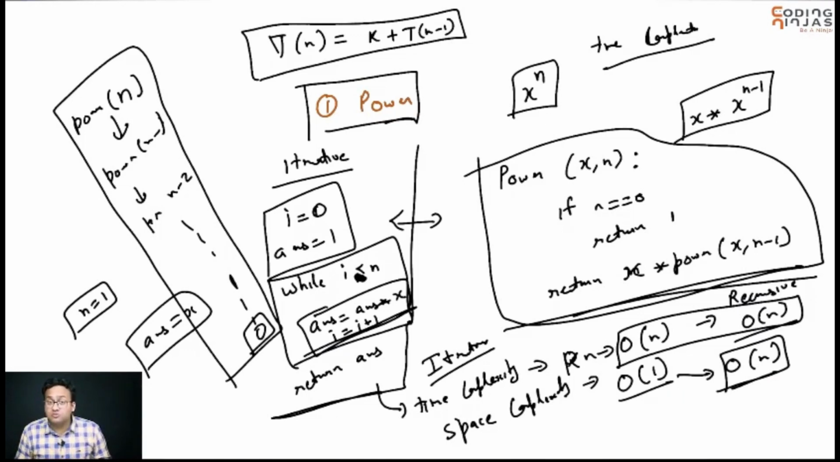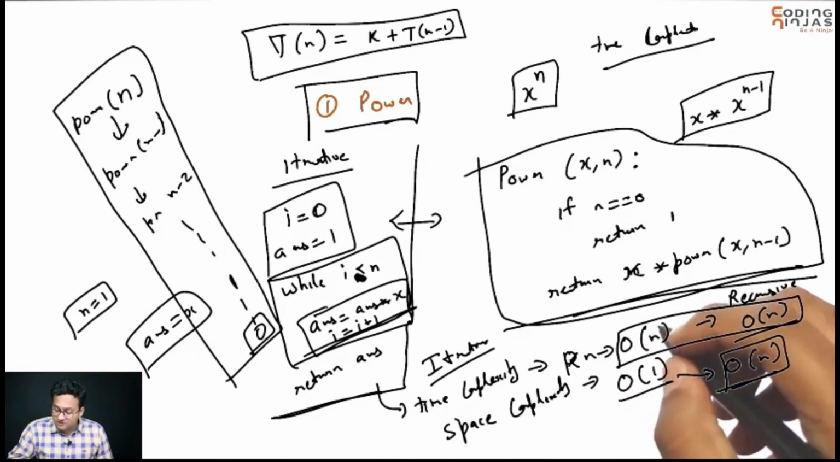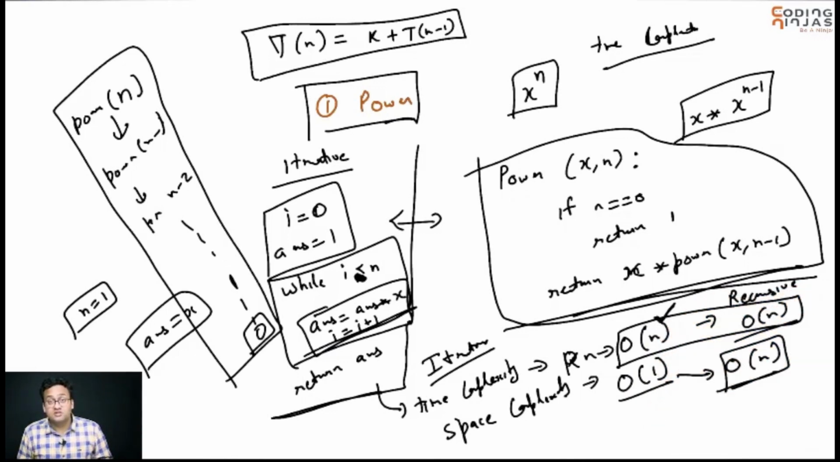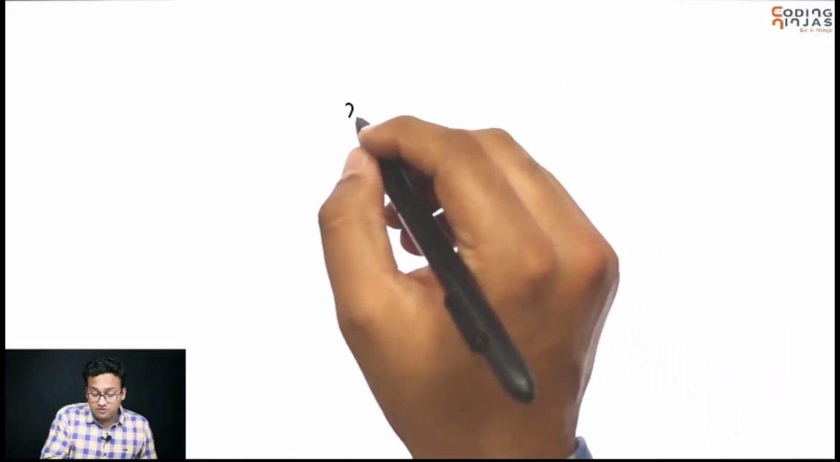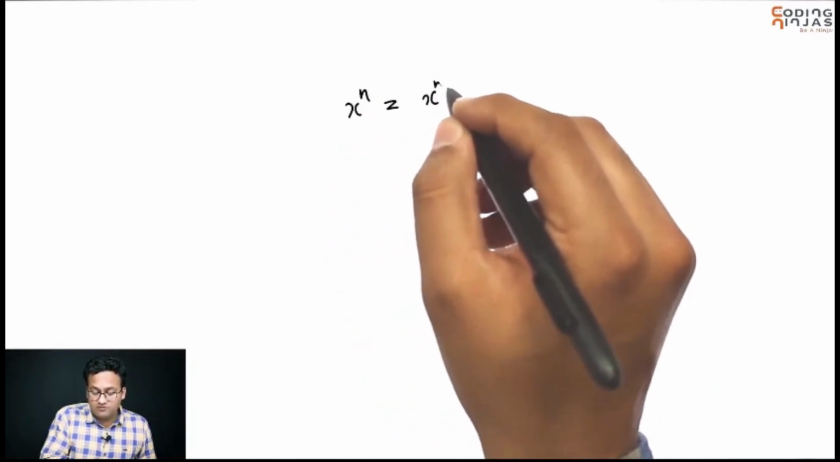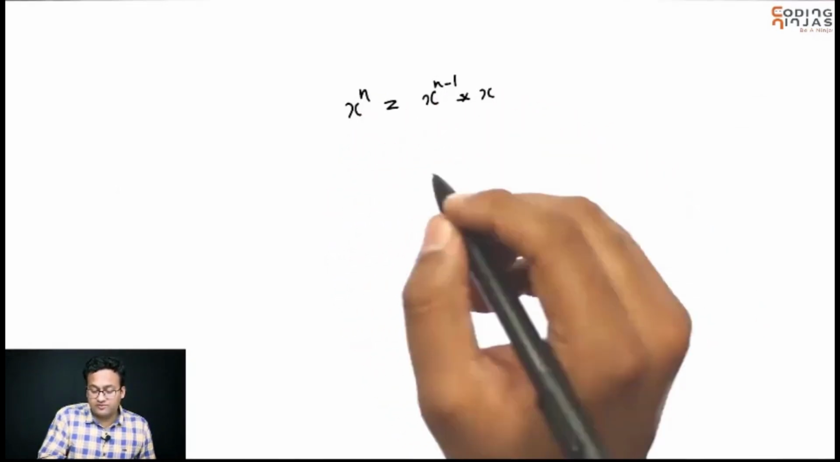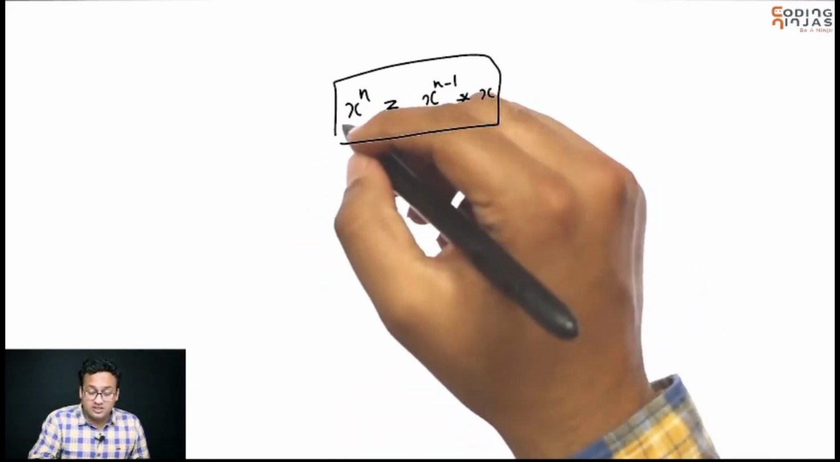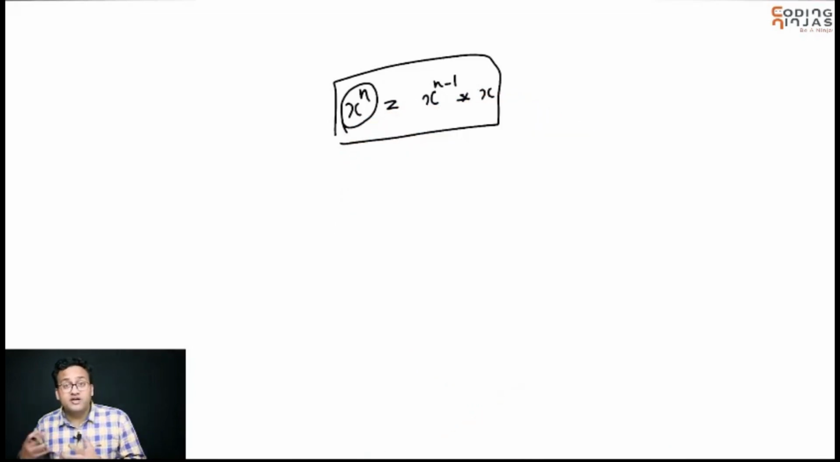I think we can improve this a lot. I think we can improve the time complexity from big O of n to something else. That's what I want you to think about. How can we improve this solution? Just to give you a hint, right now we have divided our work this way. Is there any other way to divide our work? Instead of doing this, can we divide it into some other components such that the work we need to do becomes far less?